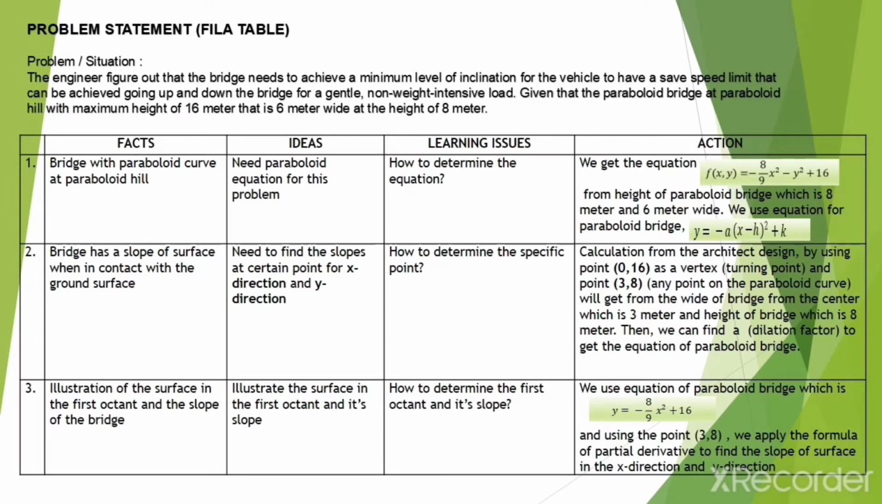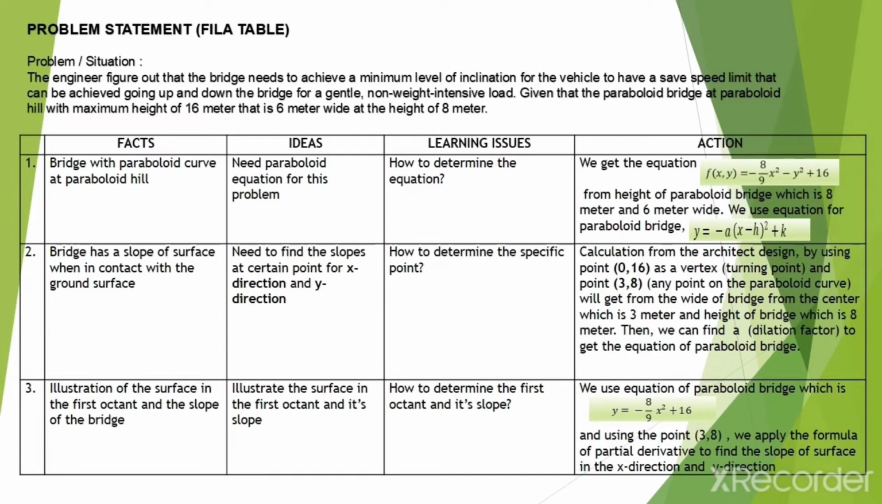The first fact is bridge with paraboloid curve at Paraboloid Hill. The idea, we need the paraboloid equation for this problem. What we learn is how to determine the equation. The action that we take is we get the equation f(x,y) equal to negative 8 over 9 x squared minus y squared plus 16 from the height of paraboloid bridge, which is 8 meter and 6 meter wide. We use equation for paraboloid bridge y equal to negative a times (x minus h) squared plus k.